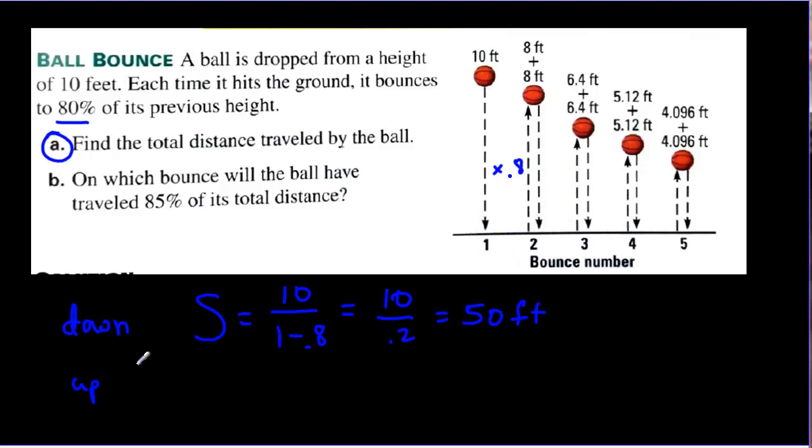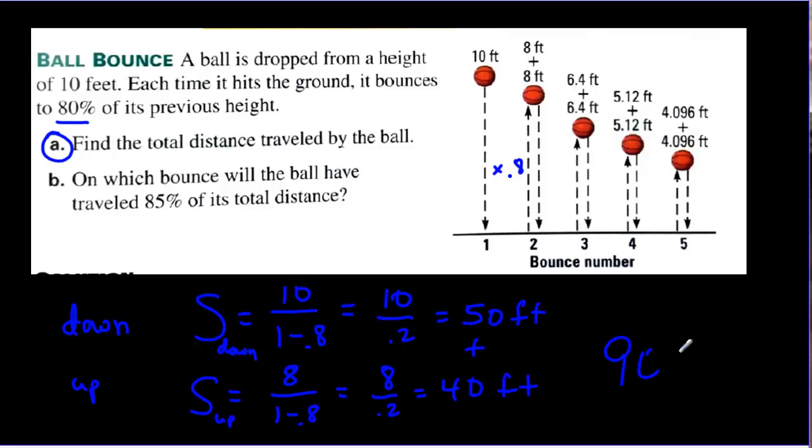For up, our first up is 8 feet. So on this sum, this is for up and this is for down, we've got 8 over, and again our common ratio is still 0.8, because it goes up the same distance that it came down. Well, it's going up the 80%, but it's got to come back down before it bounces again. So now we've got 8 over 0.2, which is 40, and we have to add those together, so we get a total of 90 feet.